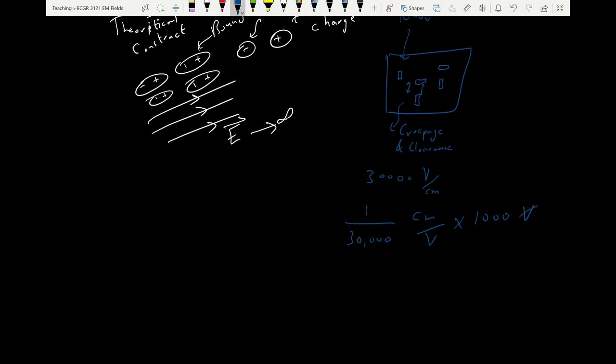That gives me volt over volt. That gives me 1 over 30 of a centimeter. That's the minimum distance. So that's 0.1 over 3, that's 0.0333 centimeter, or 0.3 millimeters. I cannot have the distance between any two components be less than 0.3 millimeters, for example, if I don't want to get arcing through air, right?